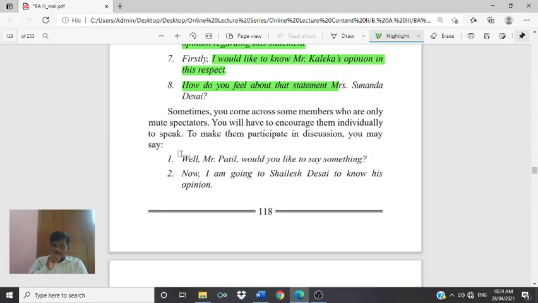In that case, it is a leader's duty to ask them to participate in the group discussion, or include them, make them a part of the team who are discussing the topic. So this is the important thing, to encourage them. See how to encourage them.